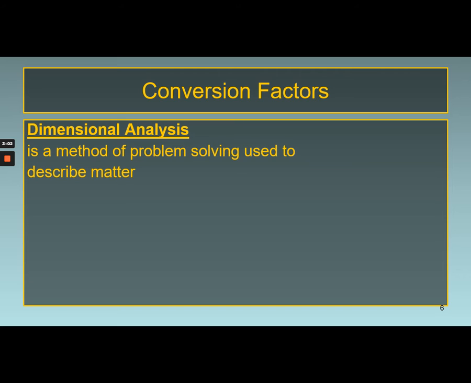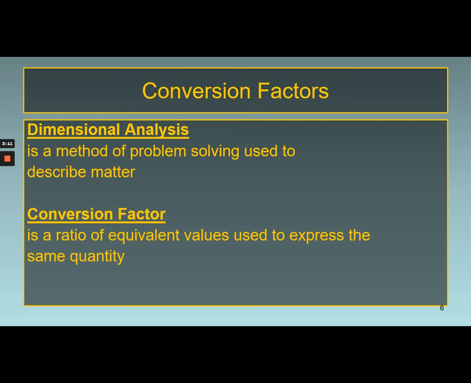All right, so an important thing to understand how we solve chemistry problems is through a process called dimensional analysis using conversion factors. A conversion factor is nothing but a ratio or a fraction of equivalent values that are used to express the same quantity, and they equal 1. And you already know these conversion factors and actually use them.